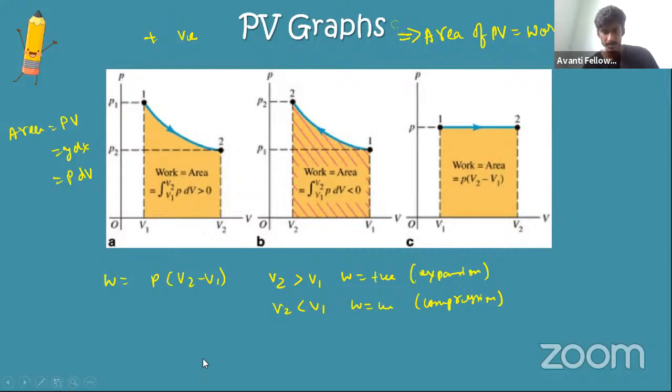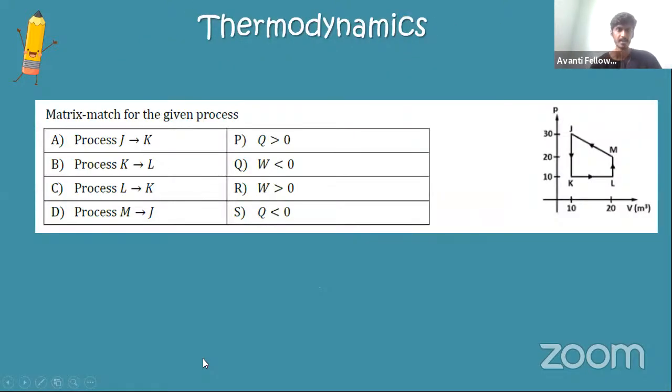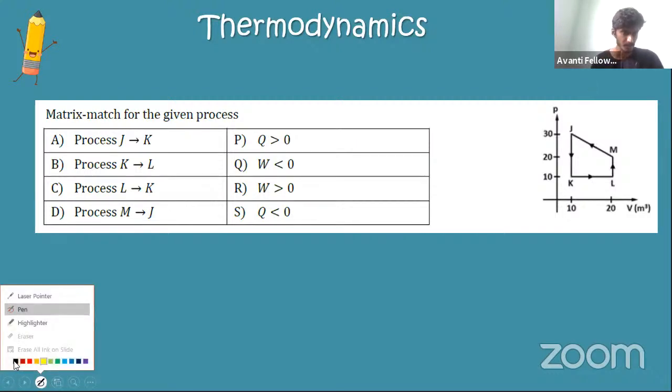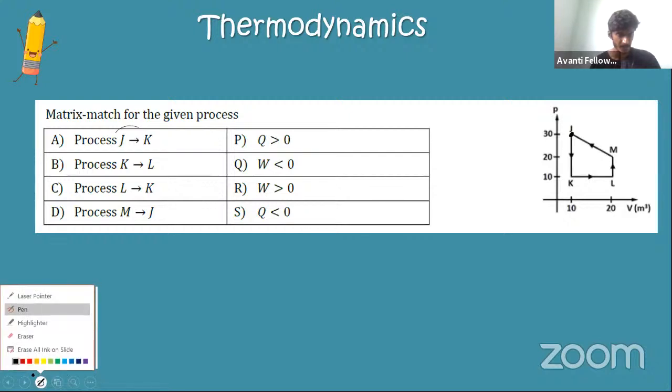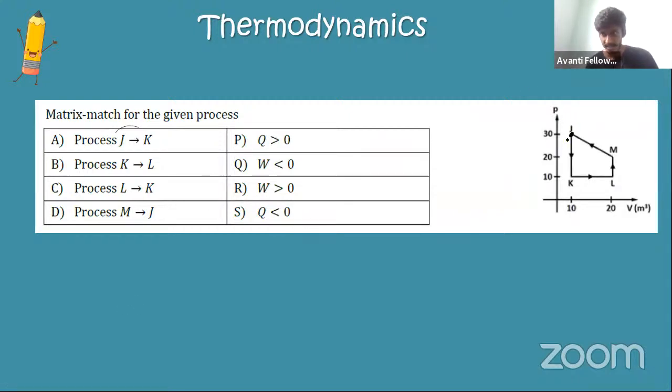Okay, great. So now let me solve a very simple question, but a very important question. This is very basic. If you can understand this question, you can answer the rest of the problems. Now, this is a matrix match question, and now for the process JK. So what's happening here is, a process starts from J, moves to K, then moves to L, moves to M, and moves to J. So this is a simple process.